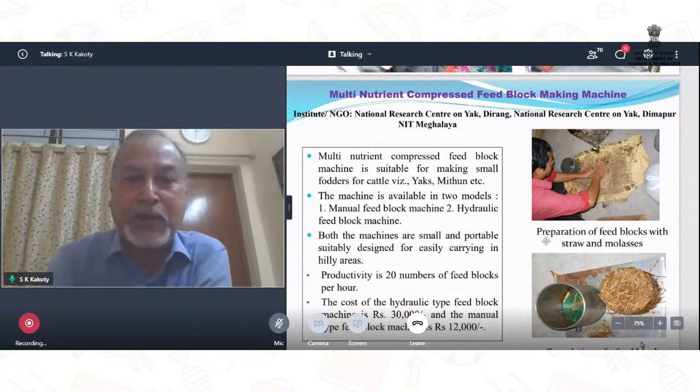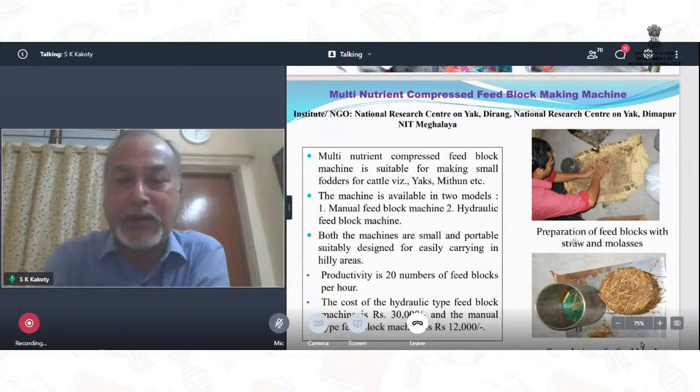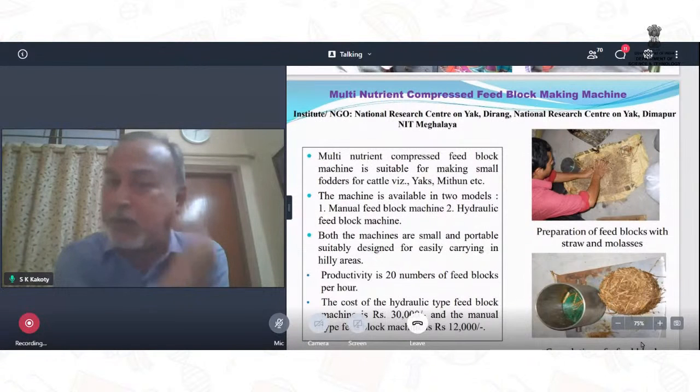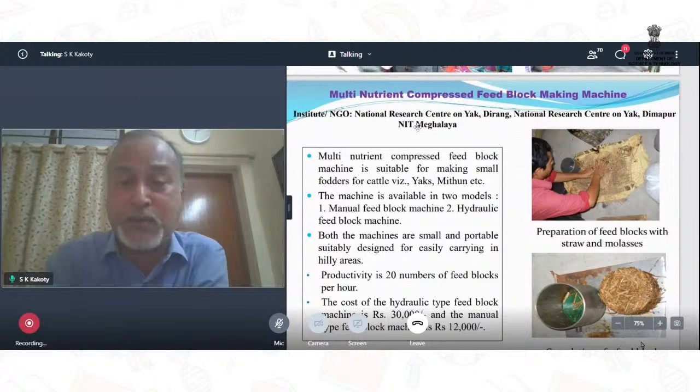Next, please. This is the multi-nutrient compressed feed block. Already I told you. These are the feed blocks we are making, supported by some veterinary doctors, because we do not have the background of what type of food content should be there. So these veterinary doctors helped us in doing that. The technology was developed by us. We were approached by one NGO from Arunachal Pradesh, and then they requested us if it is possible to develop a technology.